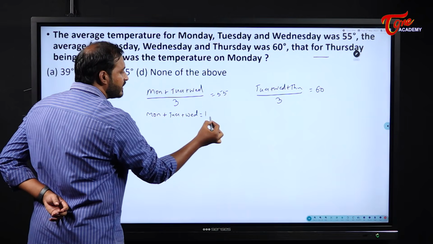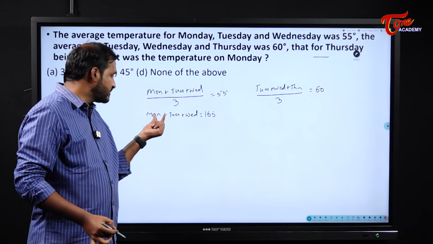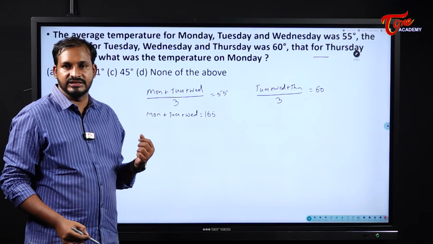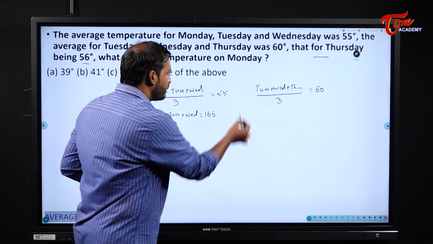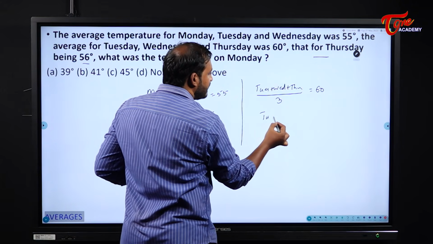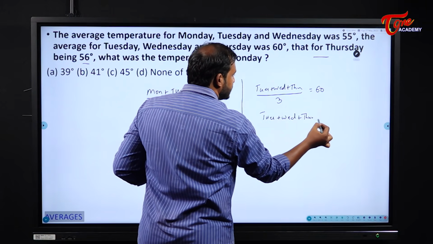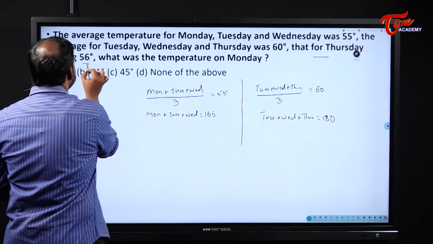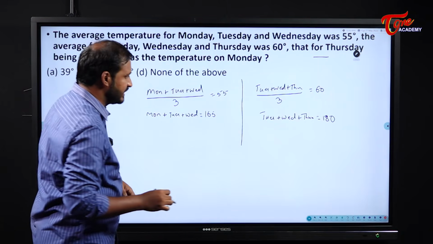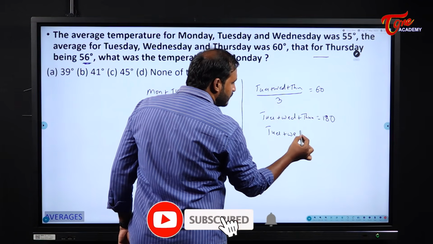55 into 3, what it becomes? 165. If I want to know the temperature on Monday, I should know the value of Tuesday and Wednesday. From where I can get this Tuesday and Wednesday? From this concept. Now from this, what I can write? Tuesday plus Wednesday plus Thursday is equal to 180. And in the question they clearly mentioned Thursday temperature is 56 degrees. So that means from this, Tuesday plus Wednesday will become what?